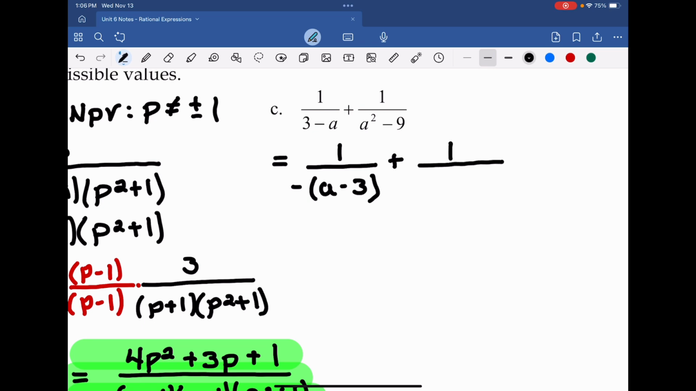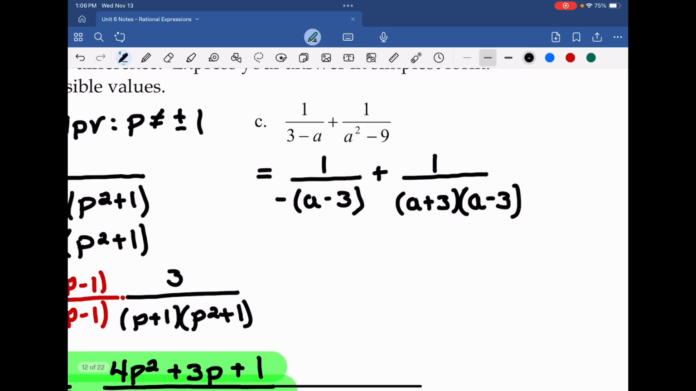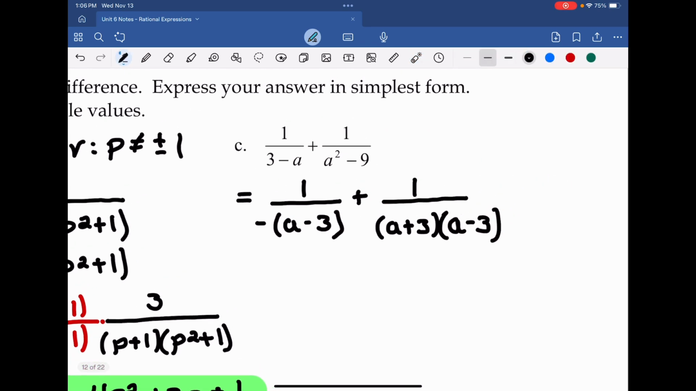For this one, once I do this, I'm going to write this as a squared minus 9. This gives us a difference of squares of a plus 3 and a minus 3. And again, the reason I did that first step with the first rational expression is I wanted it to match the one from over here. So when we do our LCD, it's a little easier. Same with non-permissible values, I guess.